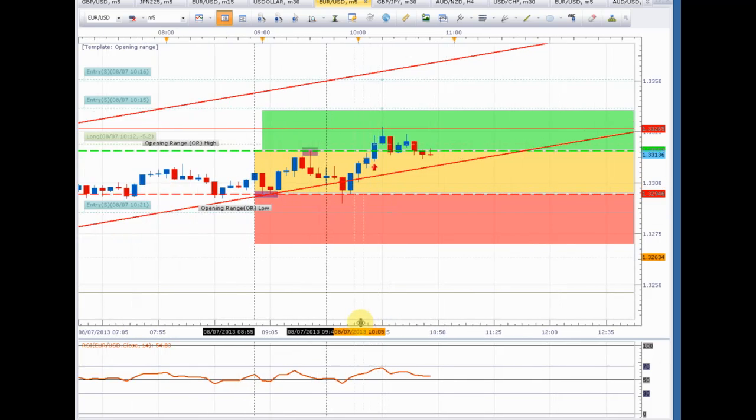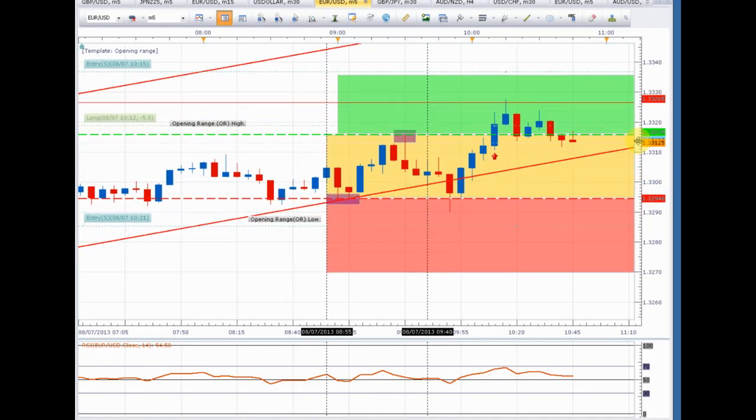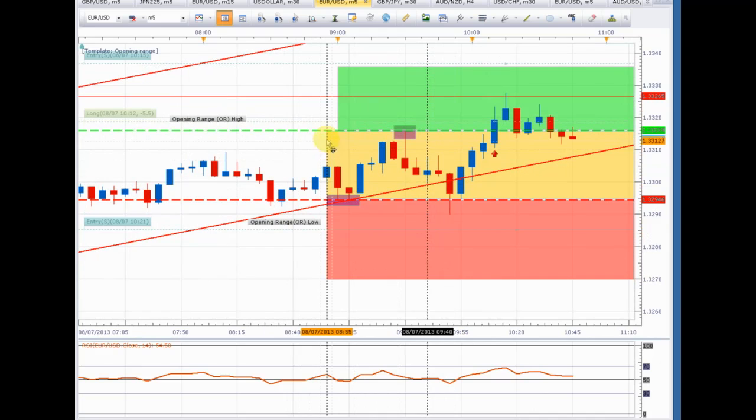Let me see if I can zoom this in nice and big for you, so you can see the anatomy of how I set this up in the very beginning. What I'll do is I'll go ahead and set up. I'll draw a line at 8:55. Look for that 5-minute candle at 9 o'clock, and I would mark my low and just look for where price is trending.